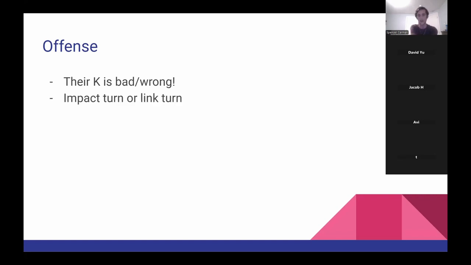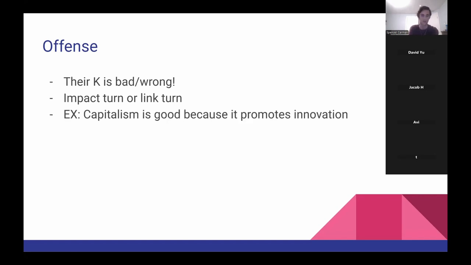So this can be an impact turn or a link turn. So you can be either link turning the critique or impact turning the critique. Both of them work for offense. An example of this is just you impact turn capitalism on the cap K. You say capitalism is good because it promotes innovation and promotes us trying to solve problems.